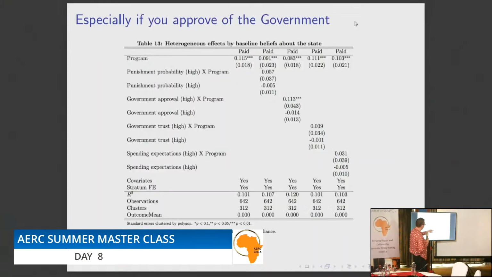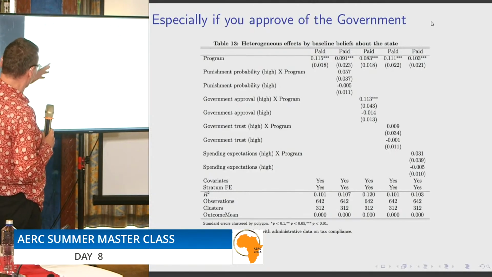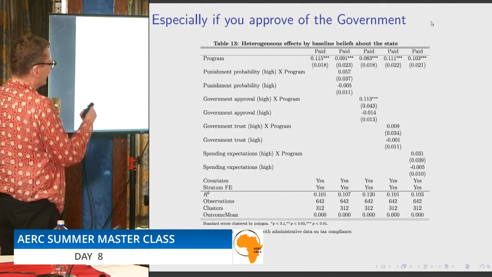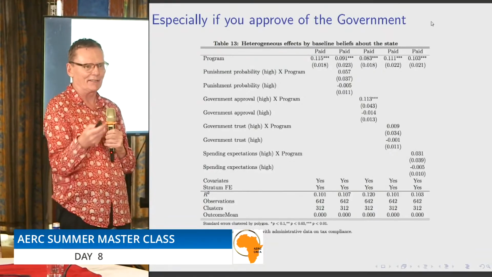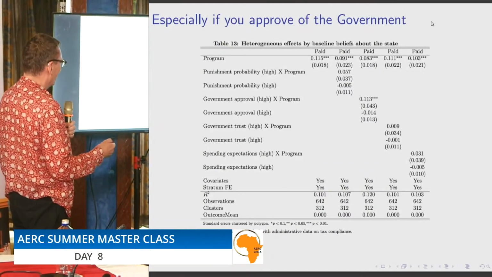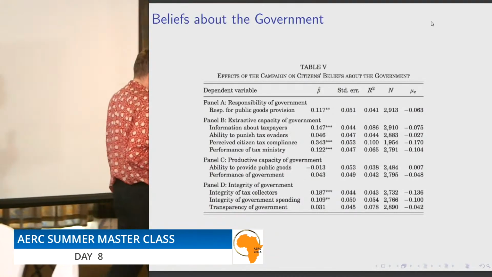So if you're in the treated part of Kananga and you tend to be above median approval of the government, that actually significantly increases, and you can see quantitatively it's large, the probability that you pay taxes. Okay, trust, nothing much happens here, but there's some sort of heterogeneity here. So this isn't really what he's interested in. I just think it's an interesting question as to who pays taxes, and why do they pay when there's no chance that they're going to be punished.